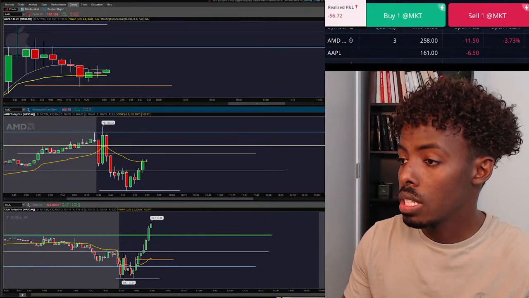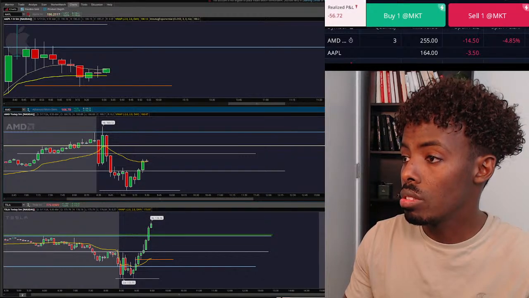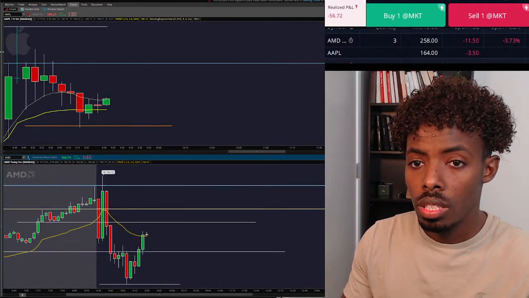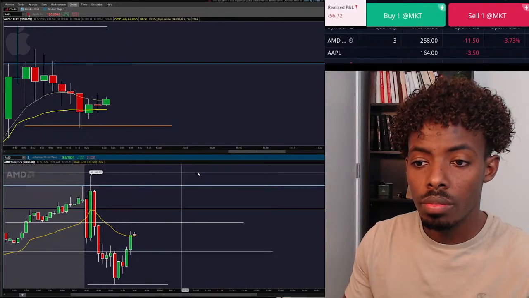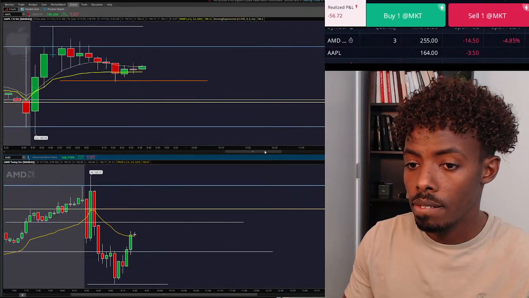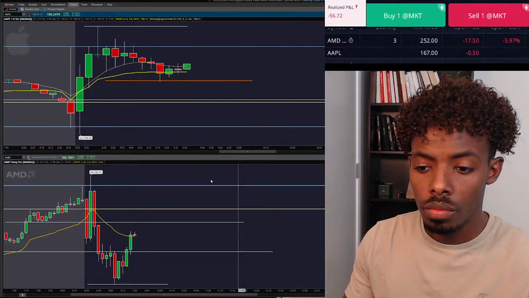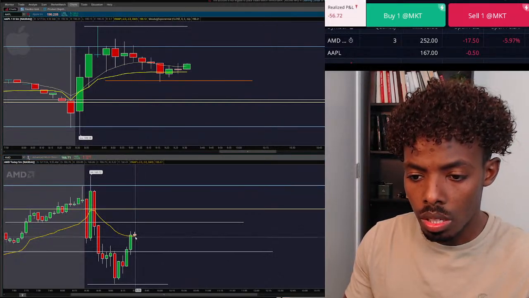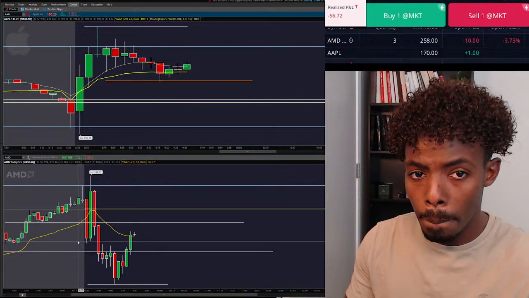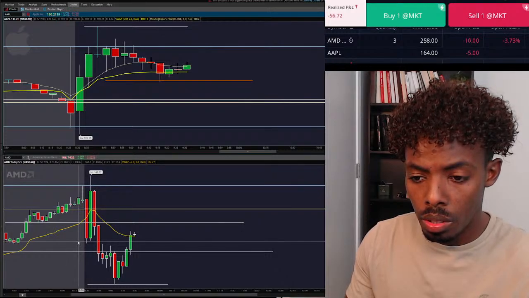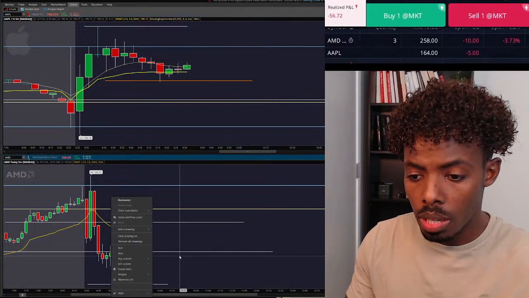Tesla's doing really nicely. Since we're not on Tesla, we can just have these two on the screen, Apple and then AMD at the bottom. So we'll see what happens with these two. Okay, with AMD, I'm willing to add more as it dips all the way here. This would be a good stop loss here. Let me go ahead and place my stop loss.